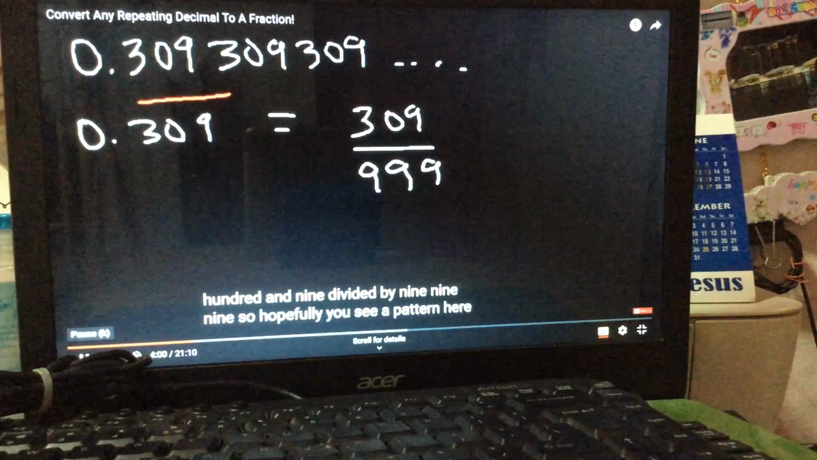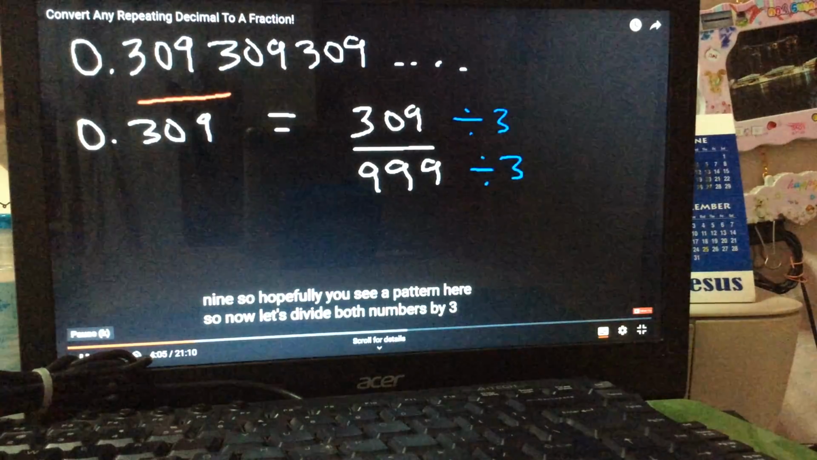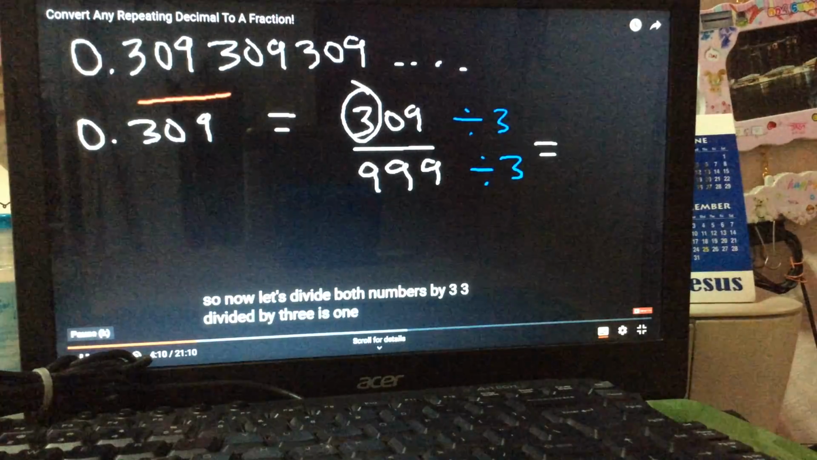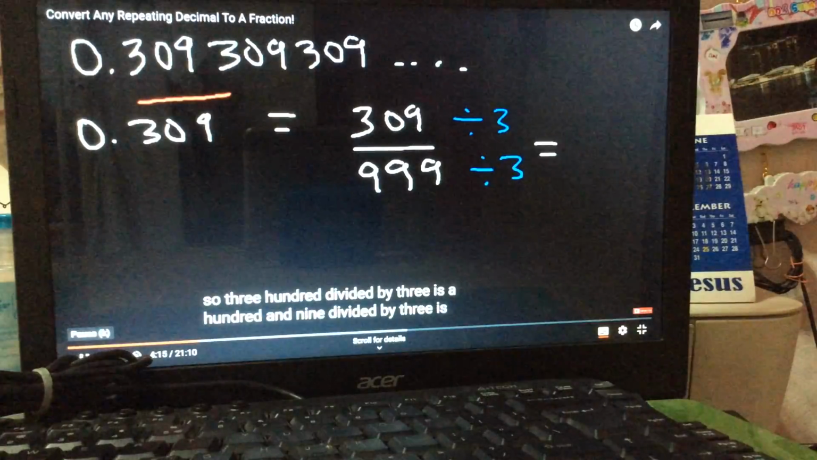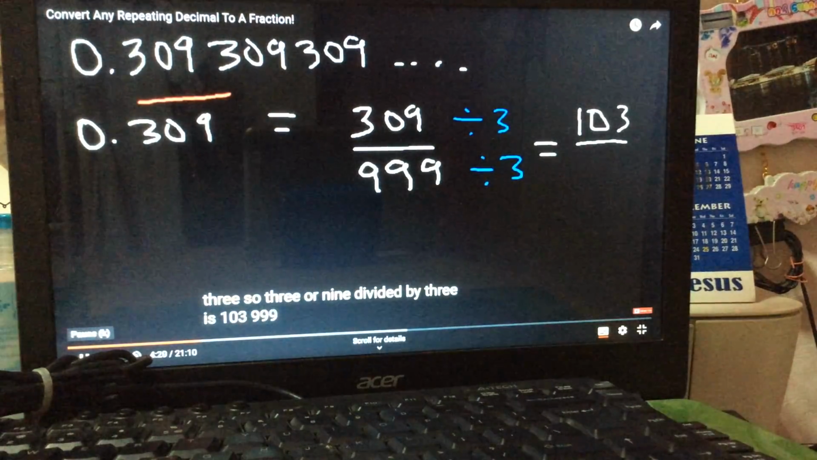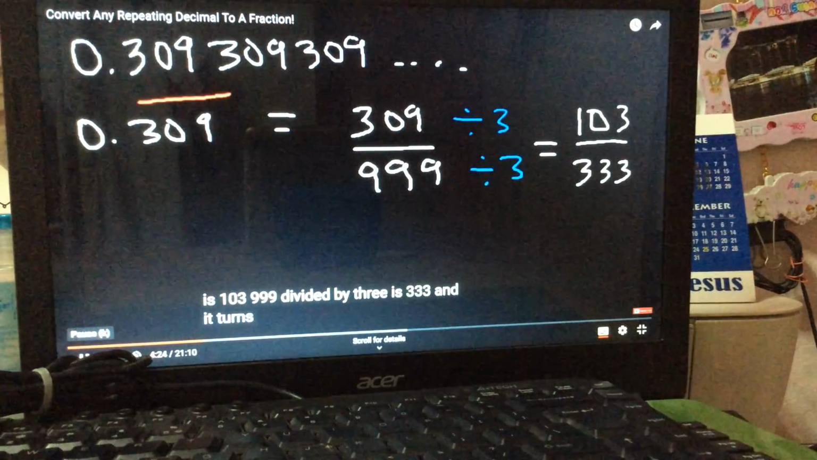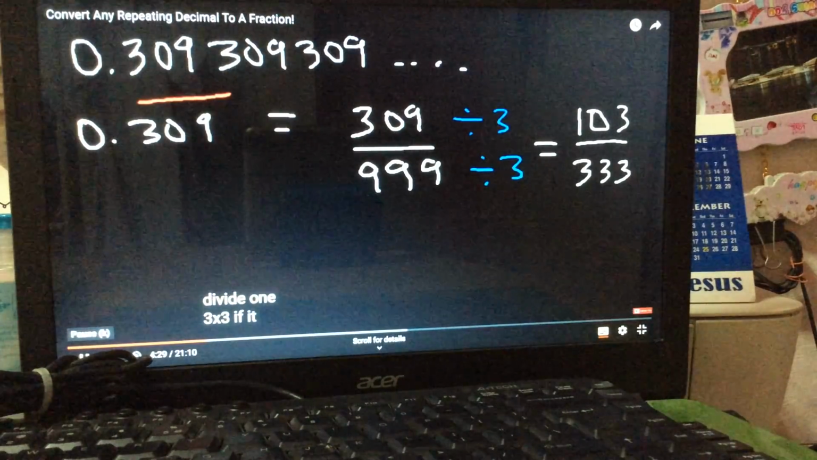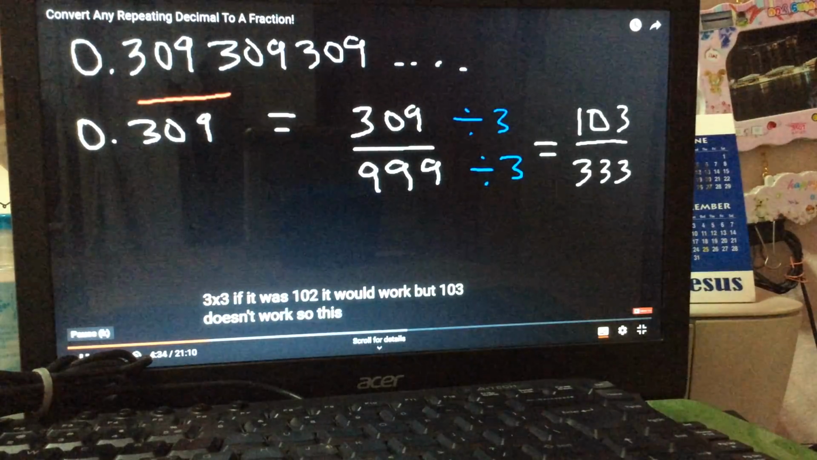So hopefully you see a pattern here. So now let's divide both numbers by 3. 3 divided by 3 is 1. So 300 divided by 3 is 100, and 9 divided by 3 is 3, so 309 divided by 3 is 103. 999 divided by 3 is 333. And it turns out that you can't really divide 103 by 3. If it was 102, it would work, but 103 doesn't work, so this is the answer.